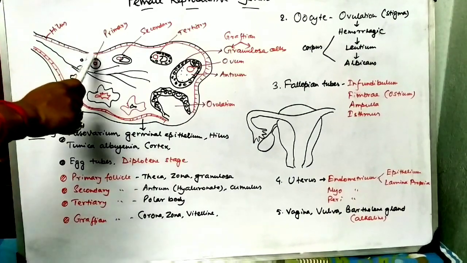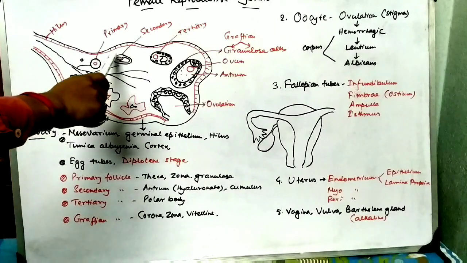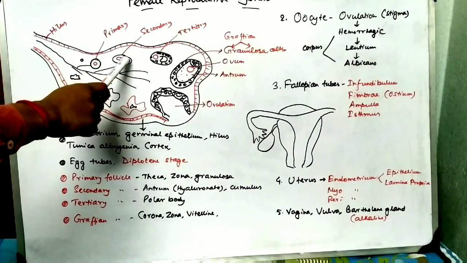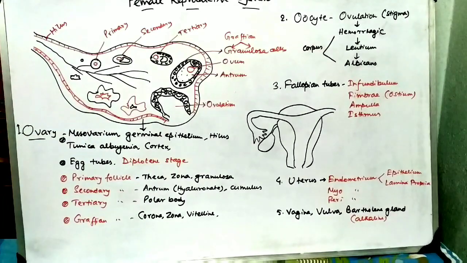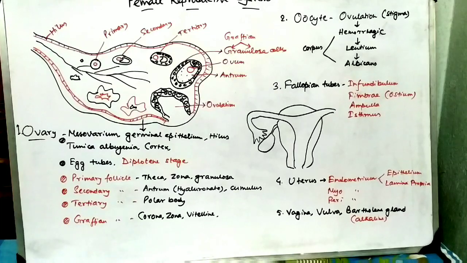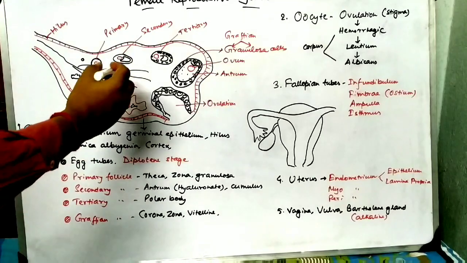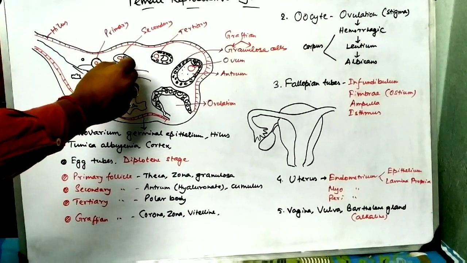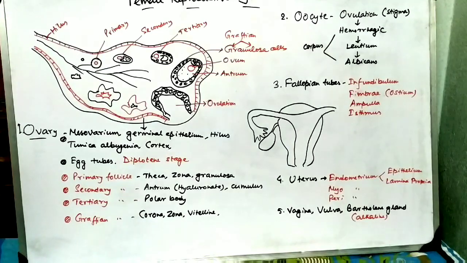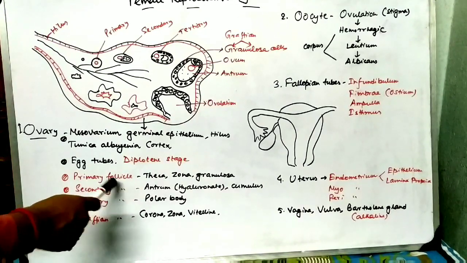Next, the primary follicle will mature into the secondary follicle, and inside the secondary follicle you can see a cavity is formed. This cavity is formed by hyaluronic acid secretion by the granulosa cells, and it will form the antrum. Inside the antrum there is a fluid. So this is not an empty space; the fluid is called liquor folliculi. So liquor folliculi and antrum will be generated in the secondary follicle.